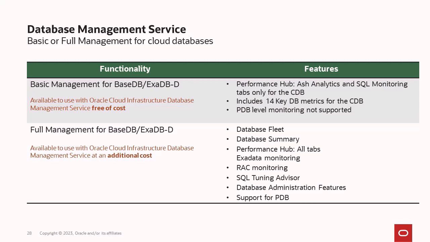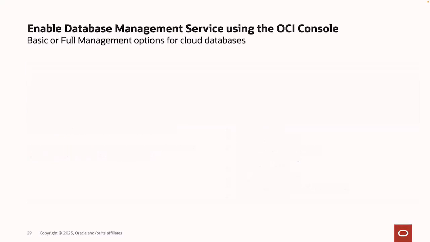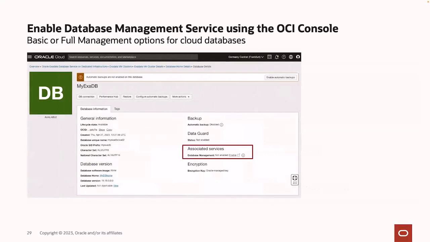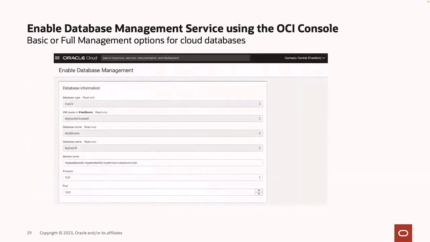Quick workflow for enabling the database management for our cloud database resources. You'll notice that on the database homepage, you will have more information. The associated services will be listed here, and you can click on the Enable button, which will bring out a workflow to enable. You can provide the cluster, the home, and the name that you're enabling for, and then you will also need to input the service name, the protocol, and port.